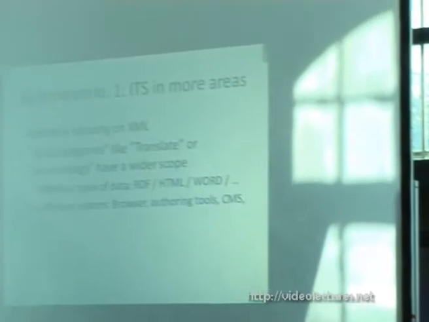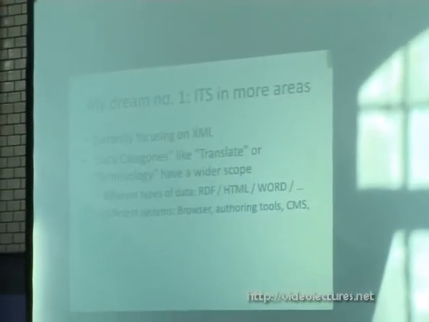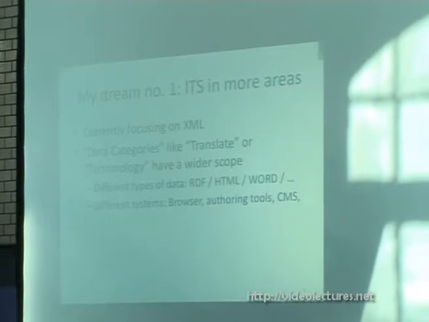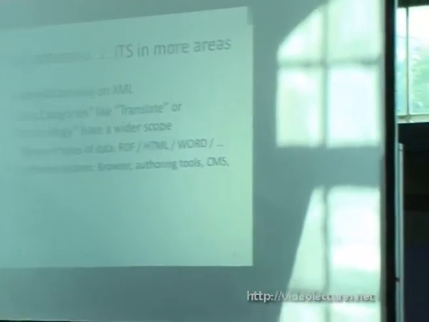But now for my dreams, as these 2 days are about dreams: the first is to have this kind of information available in more areas. Currently it is focusing on things like XML, but what is described here are so-called data categories, nothing specific to XML, which say, this is what I mean by translatability, this is what I mean by terminology. Having this defined precisely in this sense allows it to be applied to different kinds of data.